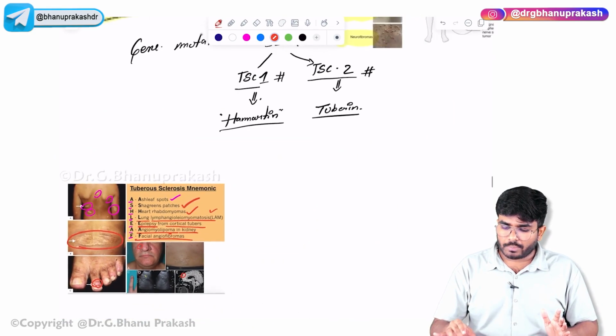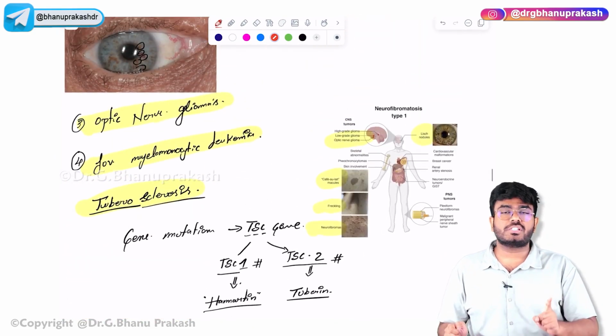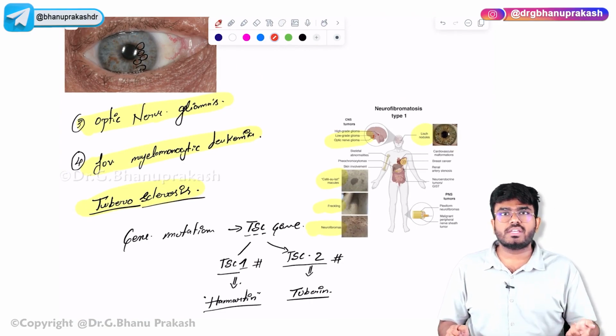So with this, we have completed the autosomal dominant conditions. In the next video, we'll discuss autosomal recessive conditions, followed by X-linked dominant and X-linked recessive conditions.